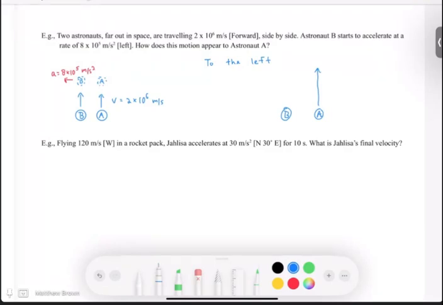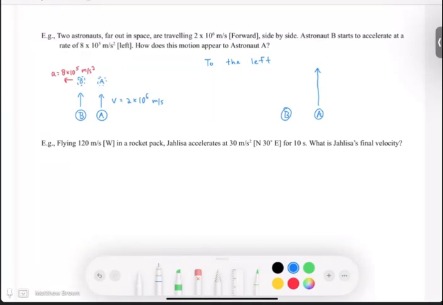So they are both traveling initially at 2 million meters per second, right? That's not changed. B is only accelerating to the left. So B's forward velocity, if you will, is preserved. There's nothing to affect that. So it's completely preserved. If you looked at that component of its velocity, B is still moving forward at the same rate. Now, since A has no other reference frame, and here's another thing to think about.